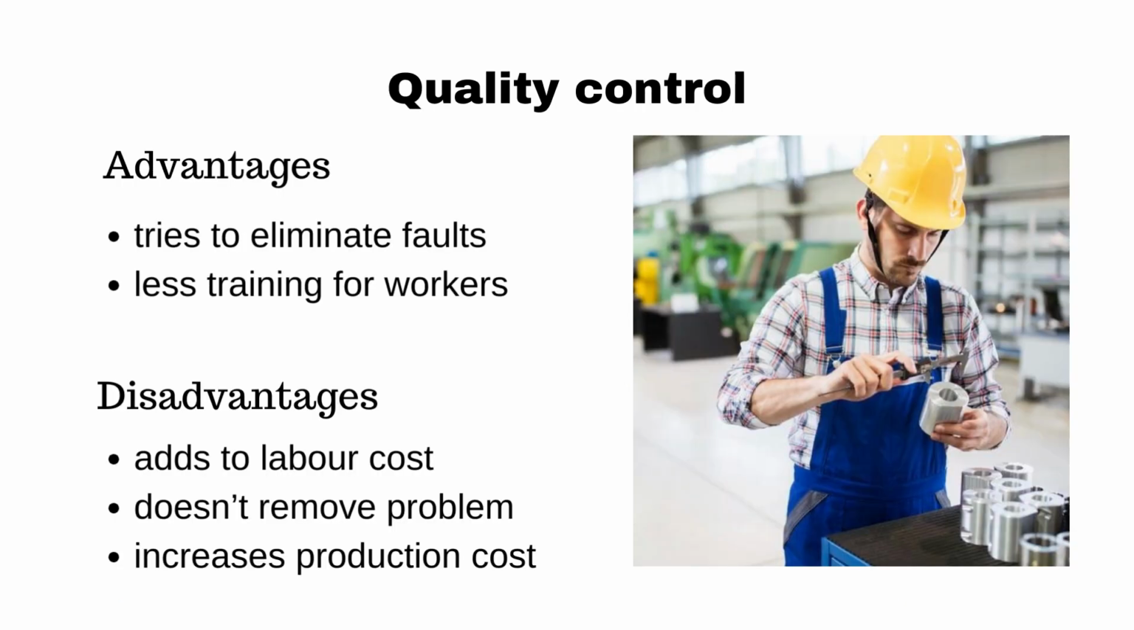Quality control is the checking for quality of a good or service at the end of the production process. Quality control tries to eliminate faults or errors before the customer receives the product. Quality inspectors stand at the end of a production line to check for faults. If they find faulty items of a product, they will remove it to prevent it from being sent to their customers. The inspectors don't need special or much training to do their task.